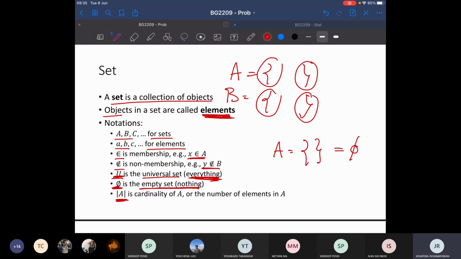And this one means how many elements are in A. It's called the cardinality of A. For example, A is 1 and 10, number 1 and number 10. In this case, the number of elements in A is going to be 2 because we have only 2 elements.